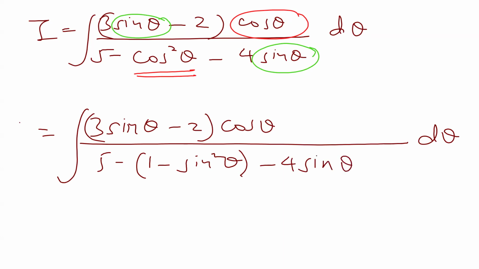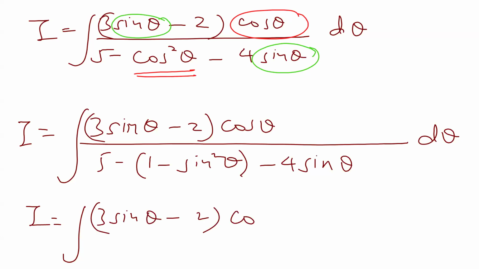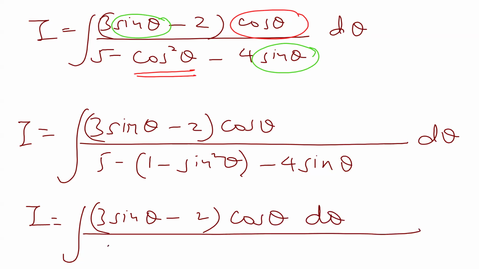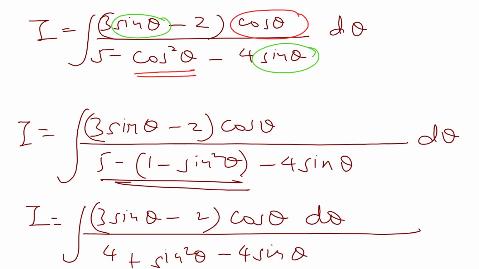This is equal to I. We'll just simplify the denominator. (3 sine theta minus 2) cos theta d theta upon 5 minus 1 is 4 plus sine square theta minus 4 sine theta. Okay, I just open this bracket. 5 minus 1 became 4, minus minus is plus sine square theta, minus 4 sine theta.